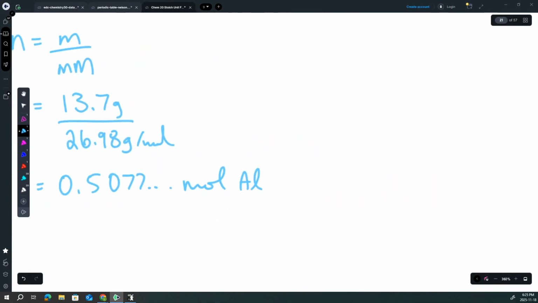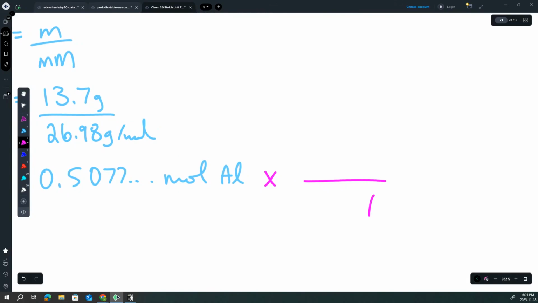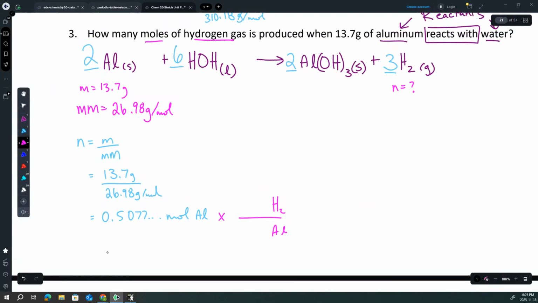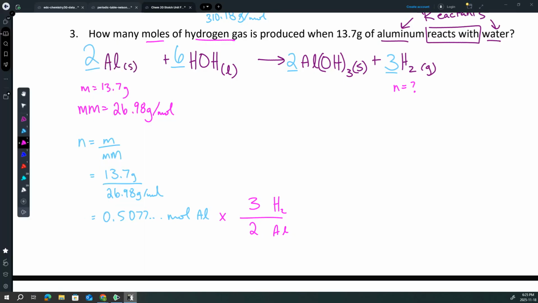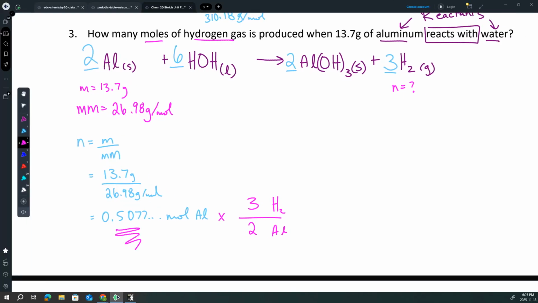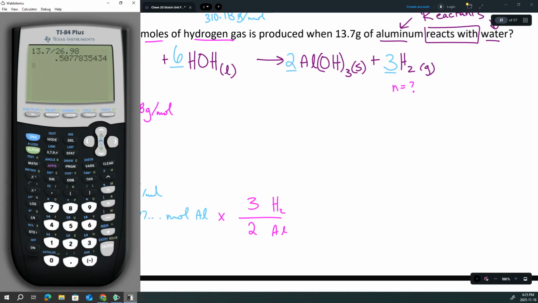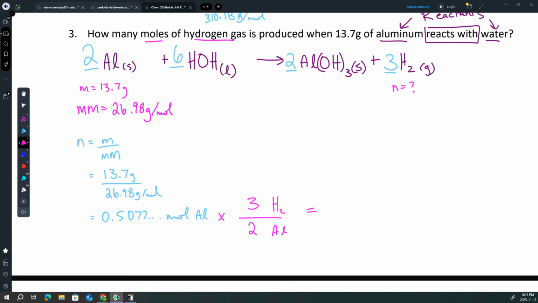All right, I'm just going to jump straight into my mole ratio here. So I'm given aluminum and we want hydrogen. Okay, so the coefficient for hydrogen is 3. The coefficient for aluminum is 2. So we're taking our number, not rounding it, timesing it by 3, dividing by 2. So we get 0.7616, goes on forever. And that's moles of, aluminums cancel out, moles of hydrogen.